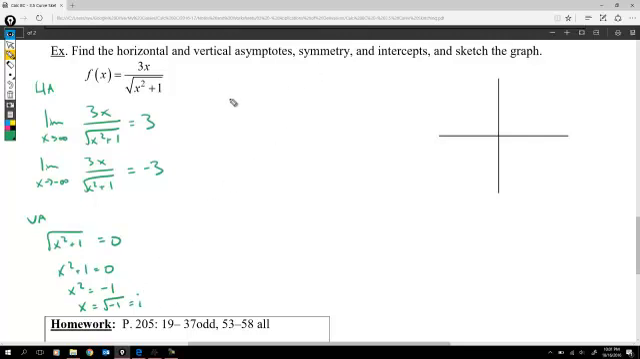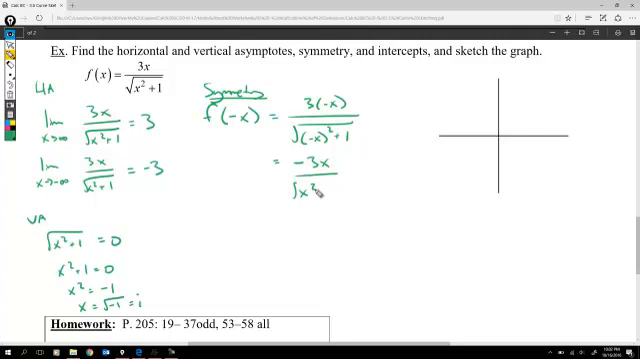All right, then in terms of symmetry, if I plug in negative x, I'll end up with 3 times negative x divided by the square root of negative x squared plus 1, which gives me negative 3x over the square root of x squared plus 1. So it's as if I multiplied my original function by negative 1. I got the exact opposite back, meaning that my function is odd.